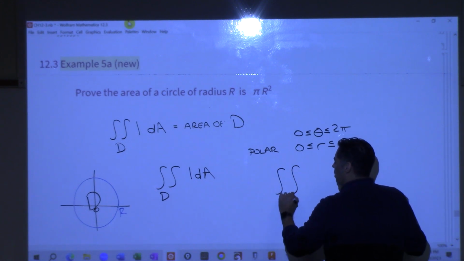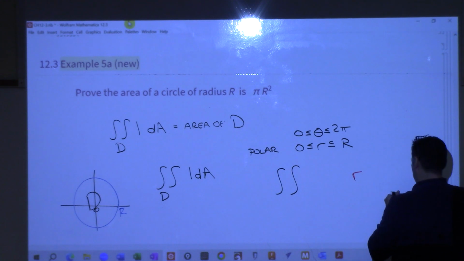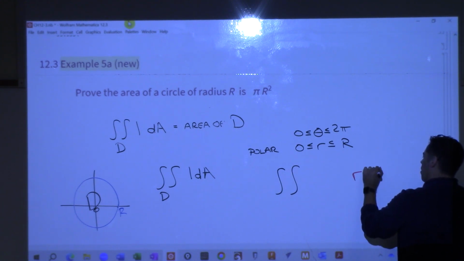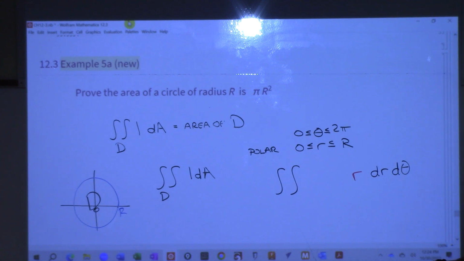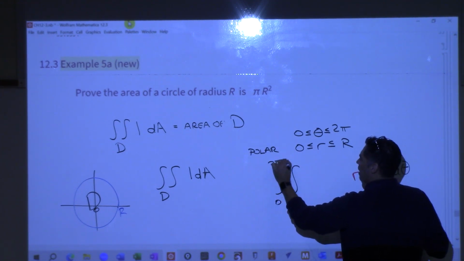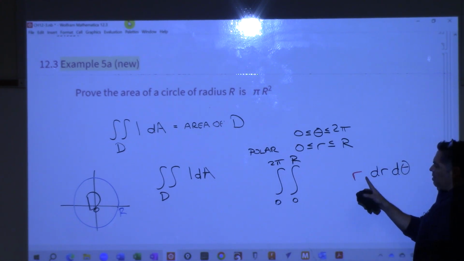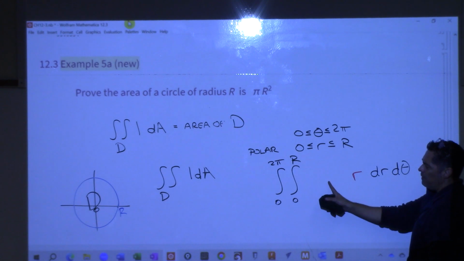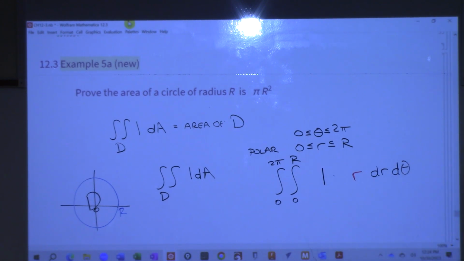Let's do it. Double integral. Let's go ahead and put our r here, and let's go dr d theta. It doesn't matter which order you go in, right? Because they're both constants. But this time go 0 to pi. That's my outer, and my inner is 0 to capital R. And what am I integrating? This was the r I had to have here. But what's the actual function I'm integrating? 1. That's it.